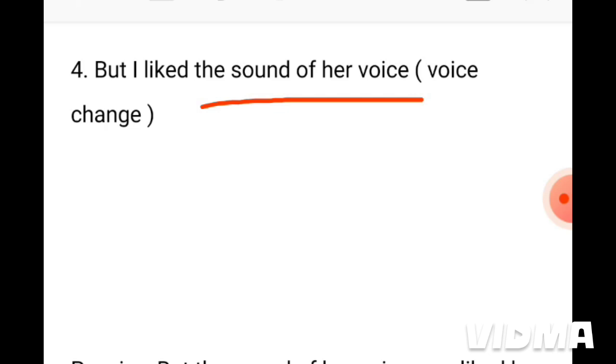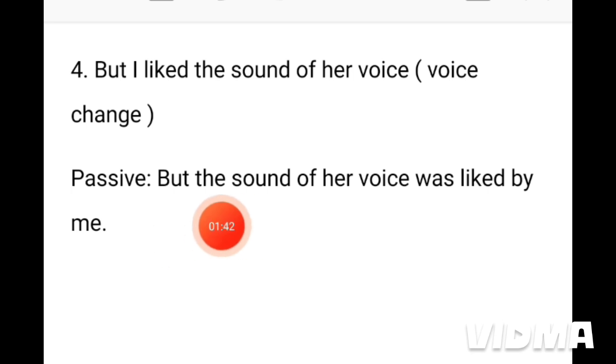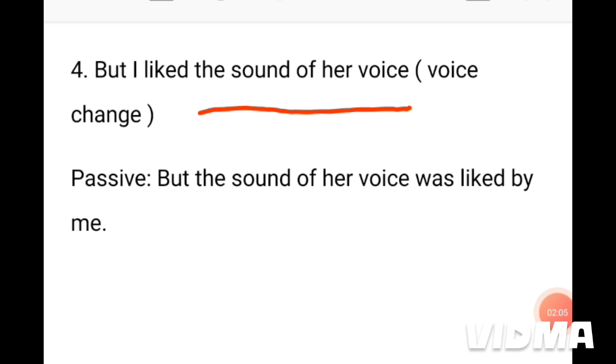Actually, I liked the sound of her voice. So here the sound of her voice means the voice of the girl passenger in the prose. So this entire part is the object here. Now look at the passive form of the sentence. But we have kept this but as it is. The sound of her voice, this was the object here.